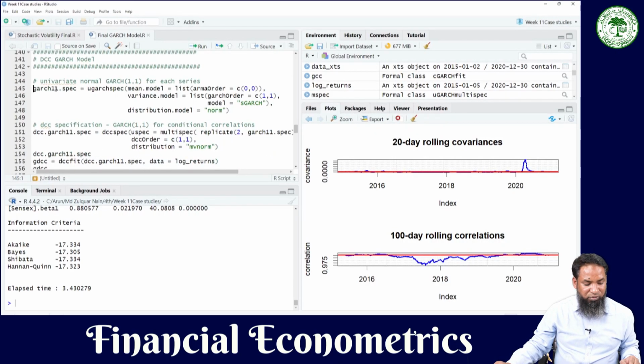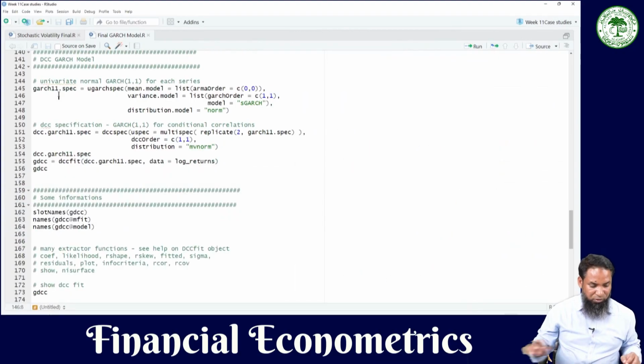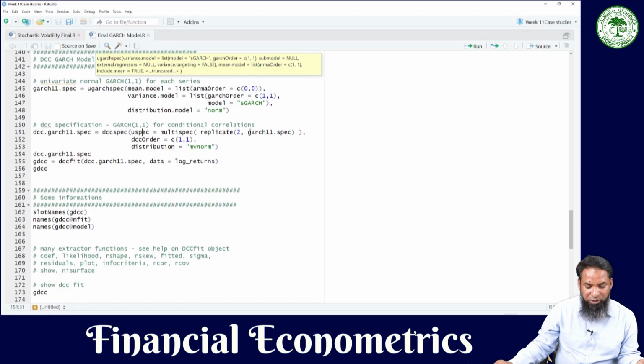So now let us go here. In the first case, GARCH 1 1 we are specifying. So let us first discuss. In the GARCH case, we are giving the univariate GARCH specification, where the mean model is only the mean and the variance model is GARCH 1 1. The distribution of the model we are assuming is normal. Then for the DCC specification, we are giving the same univariate GARCH specification replicated 2 times for the 2 variables. The DCC order we are giving is 1 1, and the distribution we are estimating is multivariate normal. So this is basically the DCC GARCH specification.